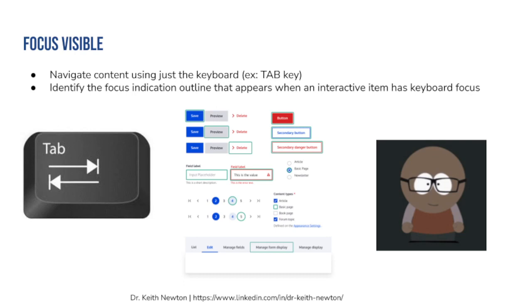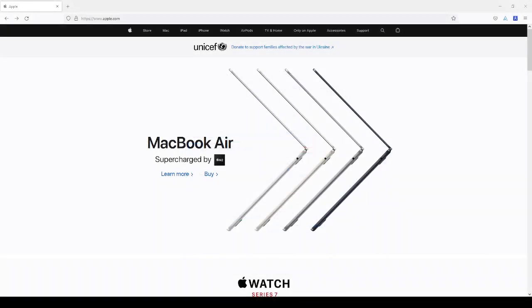That is the colored outline that shows up around an interactive element, such as a button or a link or a component, whenever that interactive element has keyboard focus. Are you ready to begin? Of course you are. Well, let's get started by going to our website of the day. Today's website is the homepage of apple.com, and let's take a look at a few things.